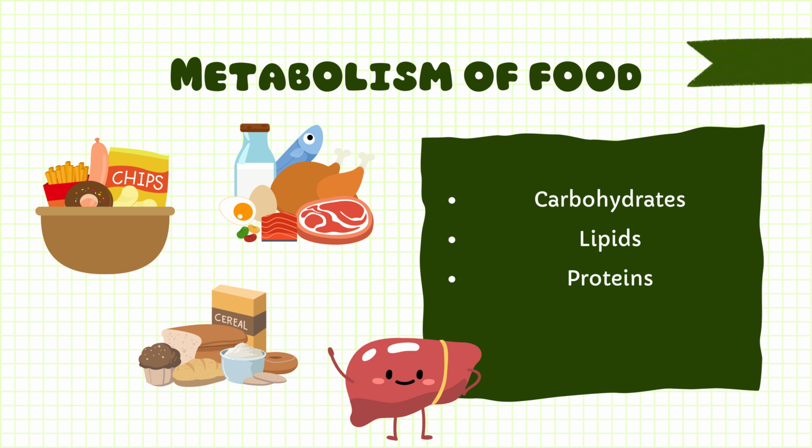Next, lipids. The liver synthesizes cholesterol and creates lipoproteins, which transport fats through the bloodstream. And finally, proteins. The liver plays a key role in the urea cycle, which removes excess nitrogen from the body. It also synthesizes important plasma proteins, including albumin and clotting factors. In short, the liver is vital for managing and balancing your body's energy needs.